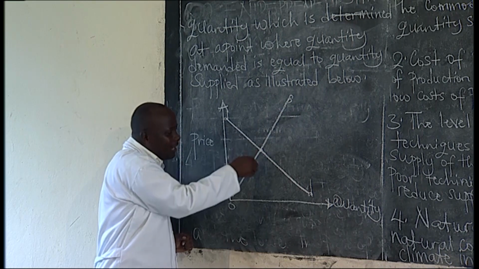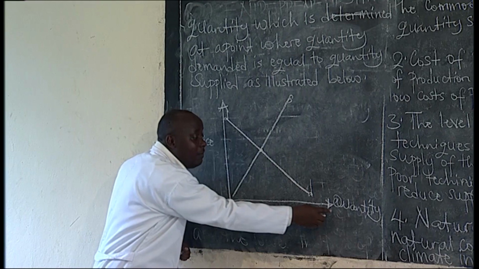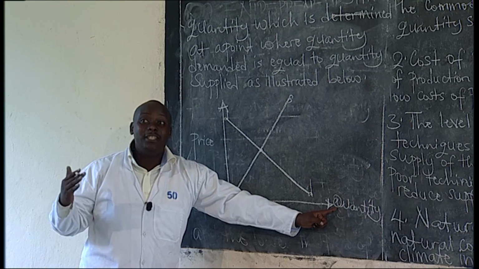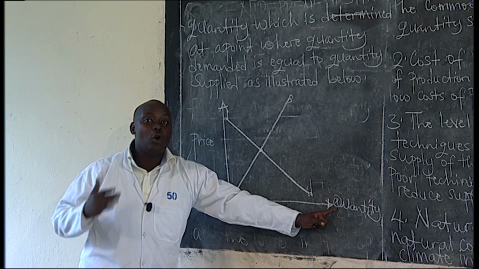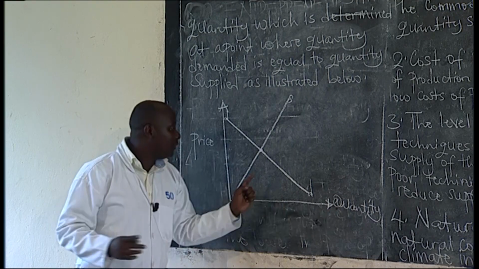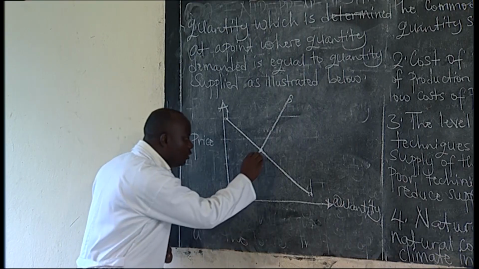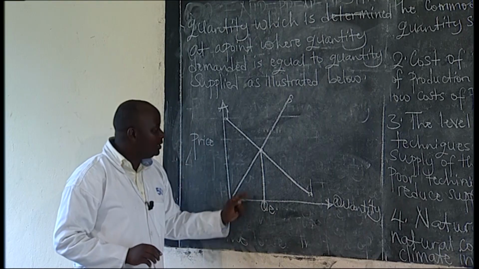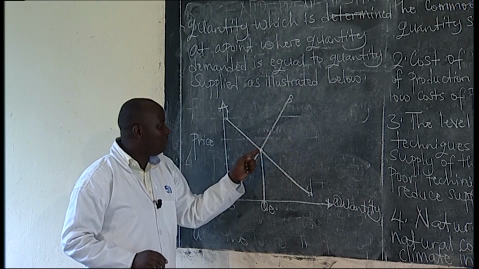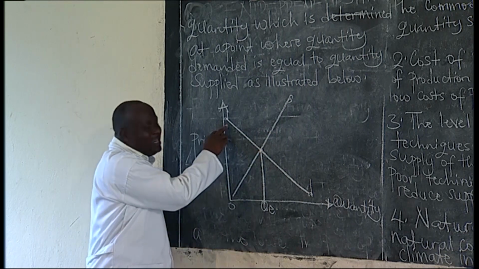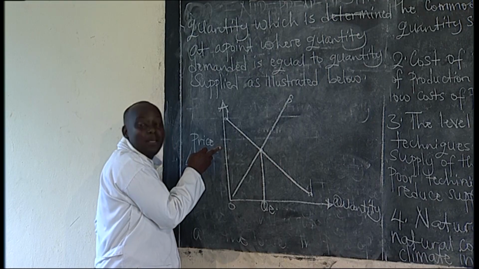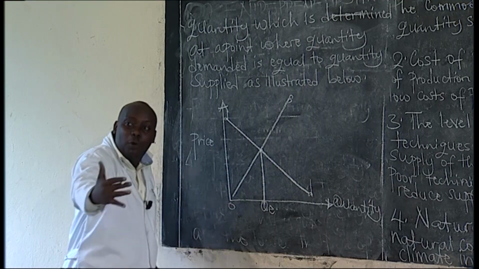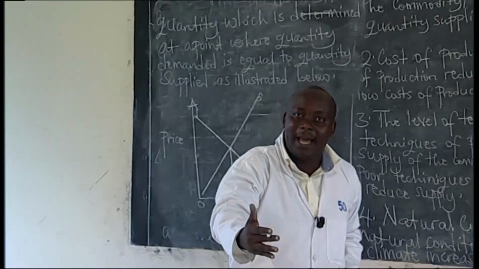Where the demand and supply curves are meeting, we shall now determine the equilibrium quantity, which is determined at the horizontal. Because equilibrium quantity is the quantity determined at a point where quantity demanded and quantity supplied are equal. Where demand and supply meet, we also determine the equilibrium price. Because the equilibrium price is a price determined at a point where quantity demanded and quantity supplied meet.